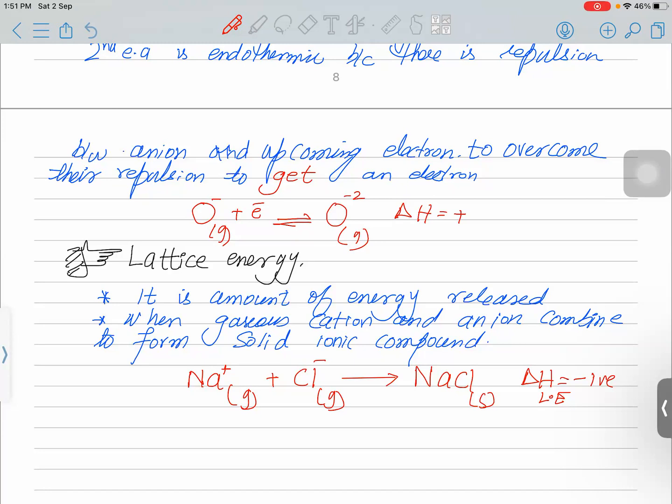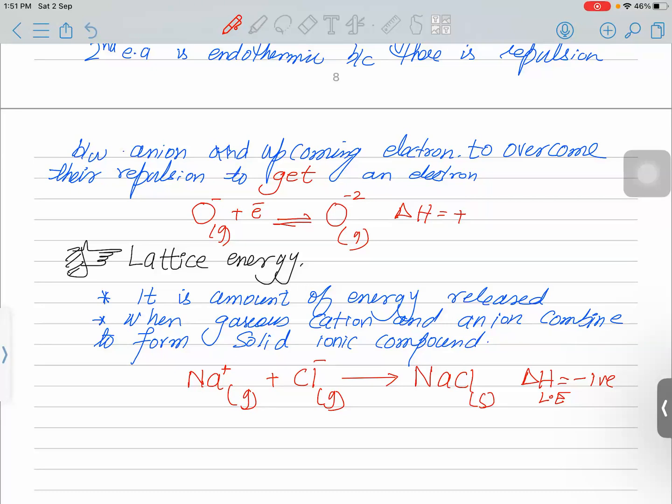It is better to use gaseous, not gas. Okay, because O minus 2 is not a gas, it's gaseous, right? Yes. Isha, carry on. Okay, so O gaseous plus one electron will give you O minus gaseous. And after that, we can't do the second ionization because they both will repel, so there will be no bonding.